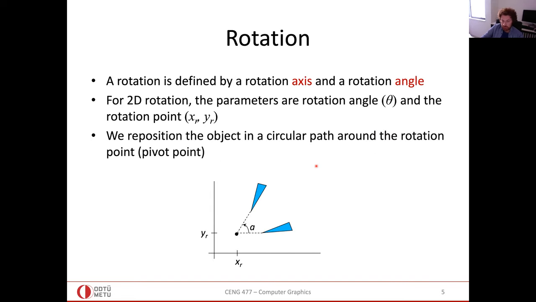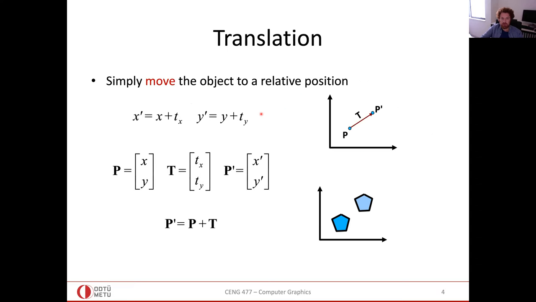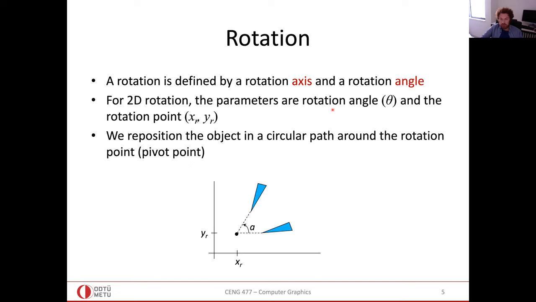Rotation is a different action, as we know from the word. We turn things around with rotation, whereas with translation, we just move them. We need an angle of rotation, which is theta, in 2D, because there is no axis of rotation to consider, so we just need a theta as the parameter of rotation. And actually, there is also a second parameter, which is a pivot point, the rotation point. So I will move this object around this black point, which is specified by X and Y R.